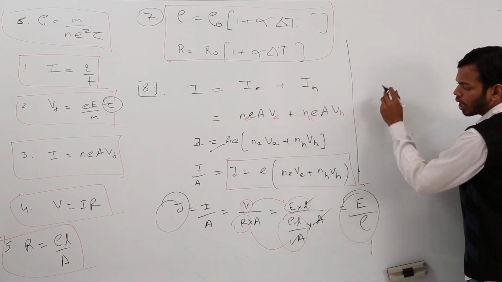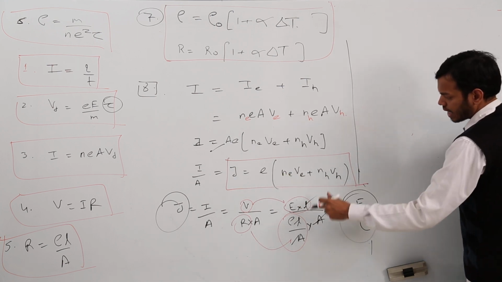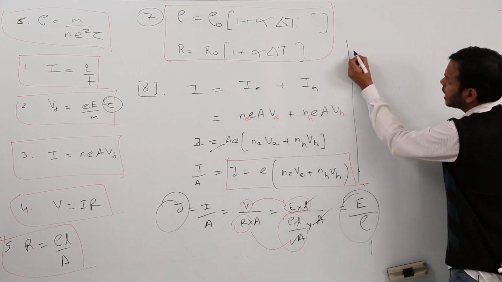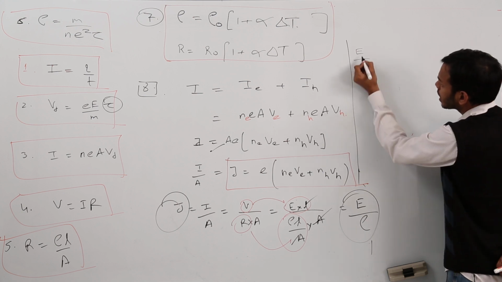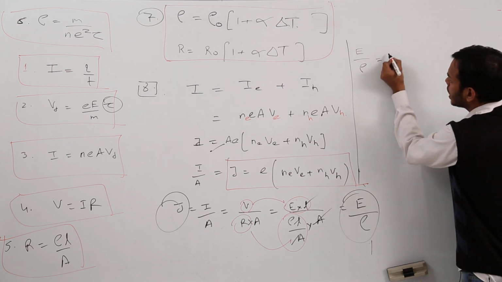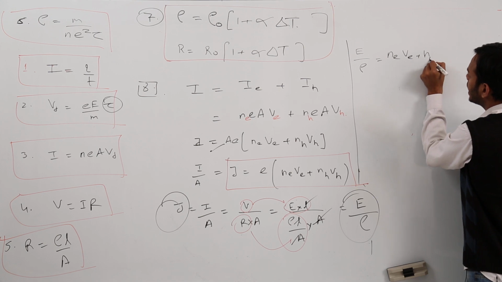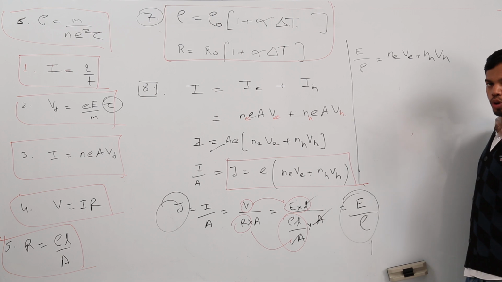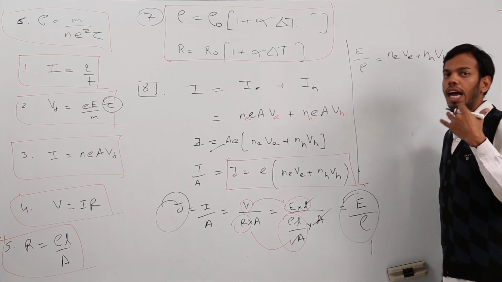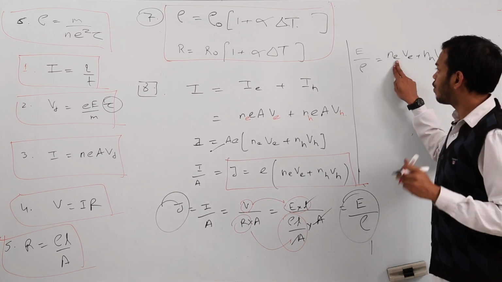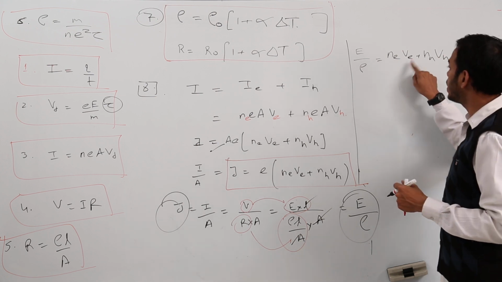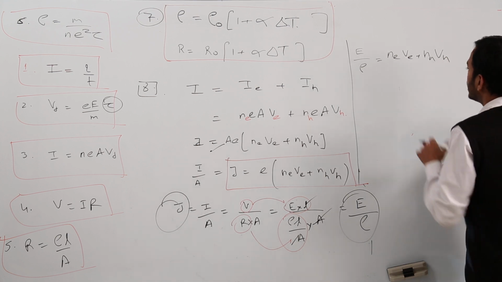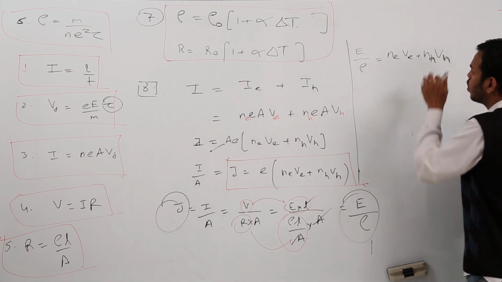I'll be writing a bit small now. I'm starting with this point. Instead of J here, I'm using this part, electric field upon resistivity. This is equal to e(nEVe plus nHVH). If I move a little back, I'll be out of the screen, so I'll keep on speaking. Here n is the charge density, Ve is the drift velocity for electrons, and VH is the drift velocity for holes. This is H, holes.